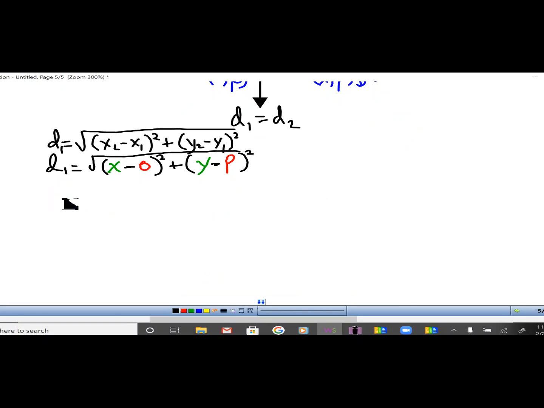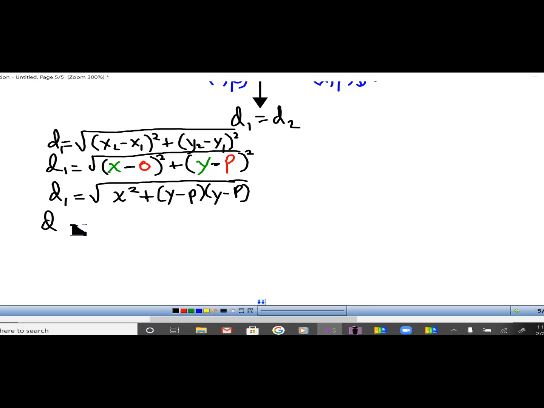So I'm gonna do D1, let's do this together. Now that we have our values, what is x minus 0? It's still x, we're left with what? x squared. Plus, what is this? y minus p squared. That means I do this. Look, I'm gonna show it here. y minus p times y minus p.